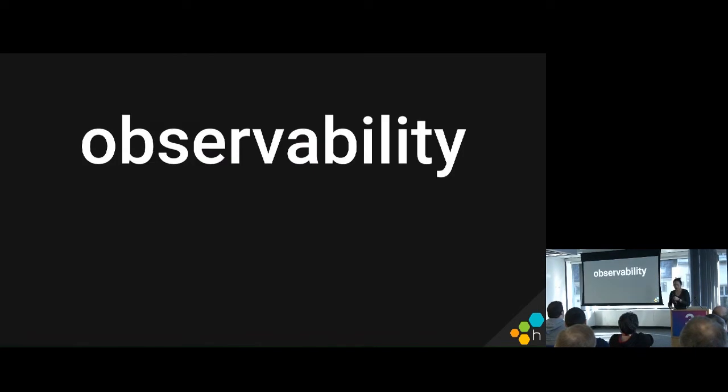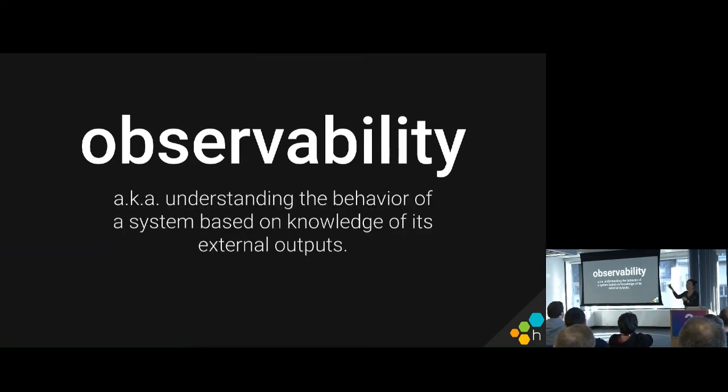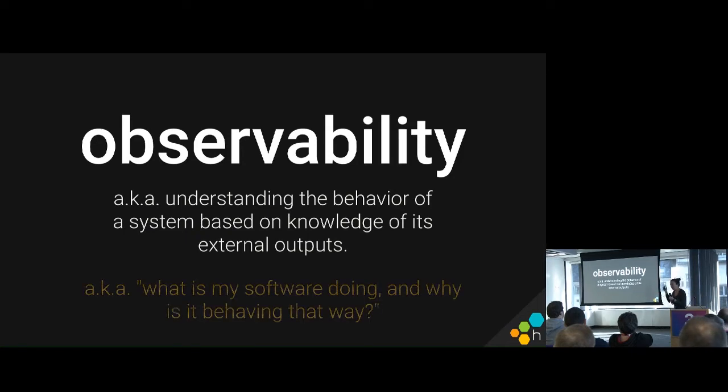Quick sidebar. Why are we using the word observability for all this? Well, observability formally is about the ability to understand the behavior of your system based on knowledge of its outputs. Informally, I think of it as, what is my software doing and why is it doing this?